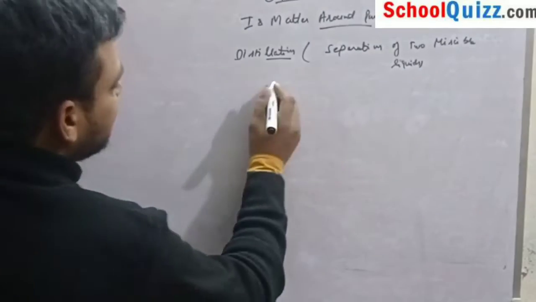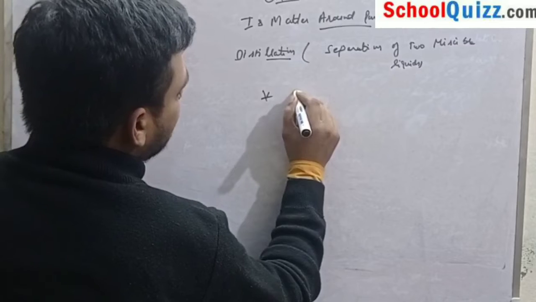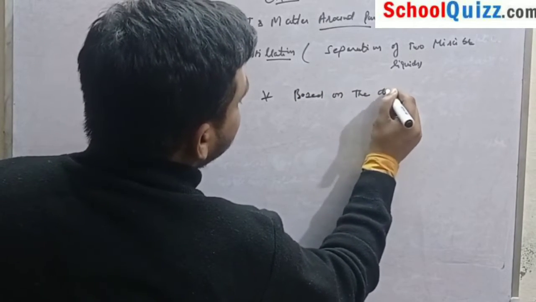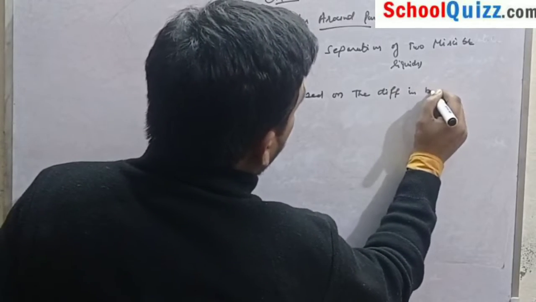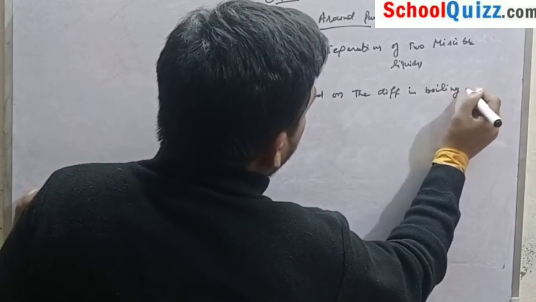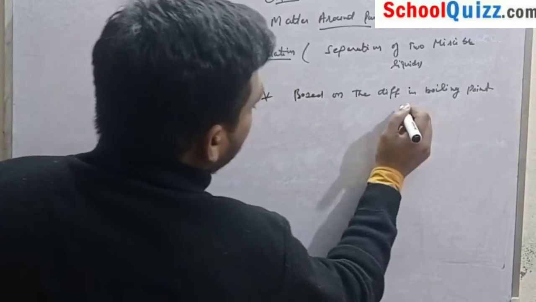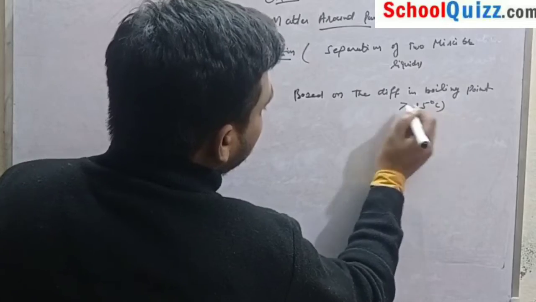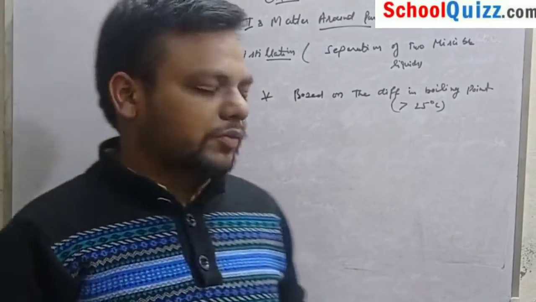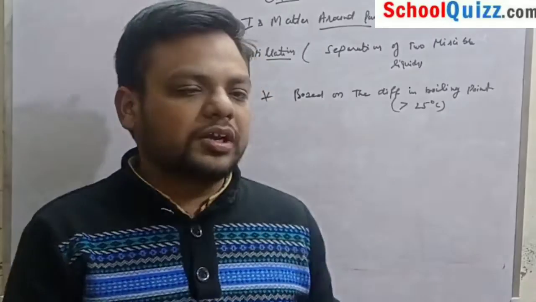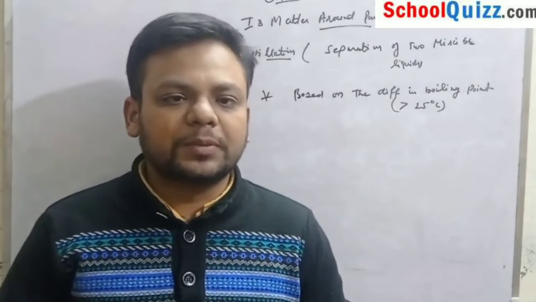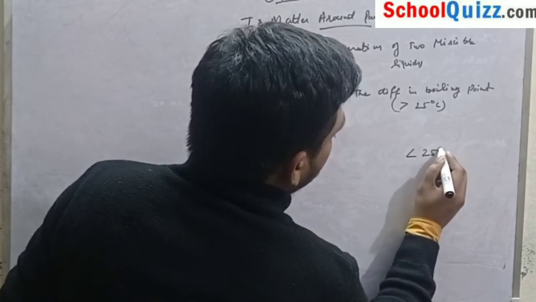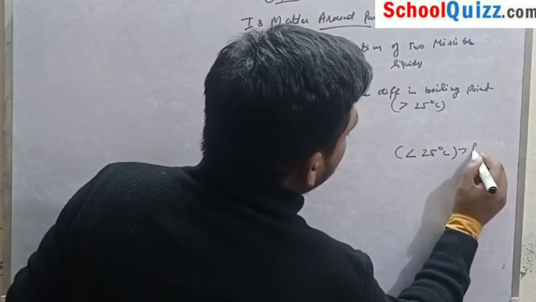It is based on the difference in boiling point, which should be greater than 25 degree Celsius. We can also regard it as simple distillation. If the temperature difference is less than 25 degree Celsius, then we will use our fractional distillation.